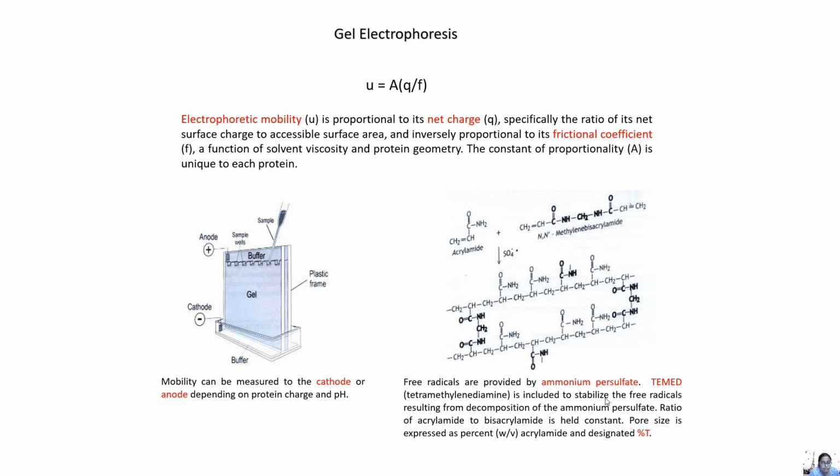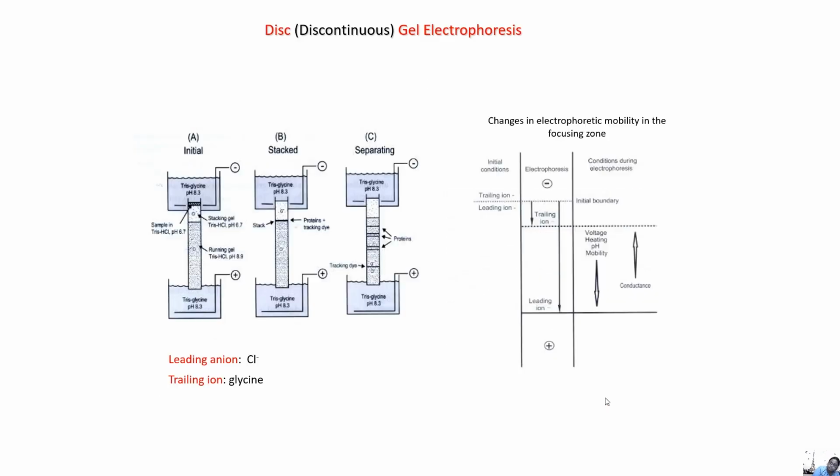Free radicals are provided by ammonium persulfate. TEMED, or tetramethylethylenediamine, is included to stabilize the free radicals resulting from decomposition of the ammonium persulfate, and the ratio of acrylamide to bisacrylamide is held constant. So pore size is expressed as percentage weight by volume of acrylamide and designated as percentage T.